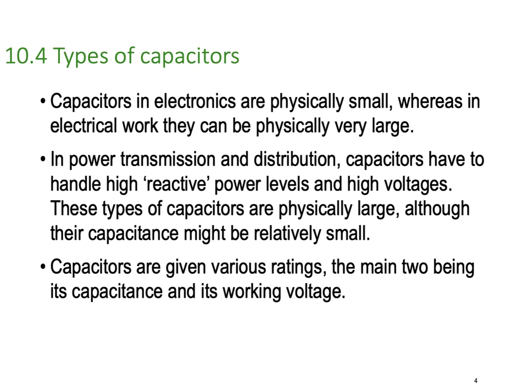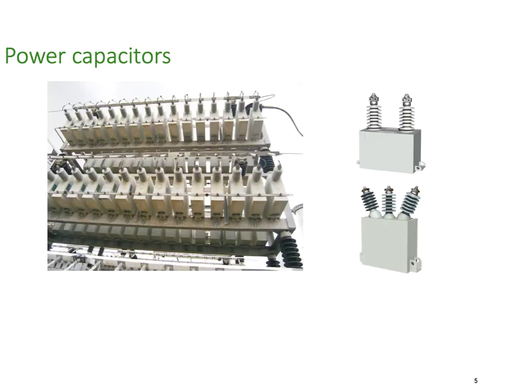Capacitors are given various ratings. The main two ratings are capacitance and their working voltage. If I were you, I'd get a red pen and put a circle around each of those aspects. So capacitors are rated by their capacitance and their working voltage.